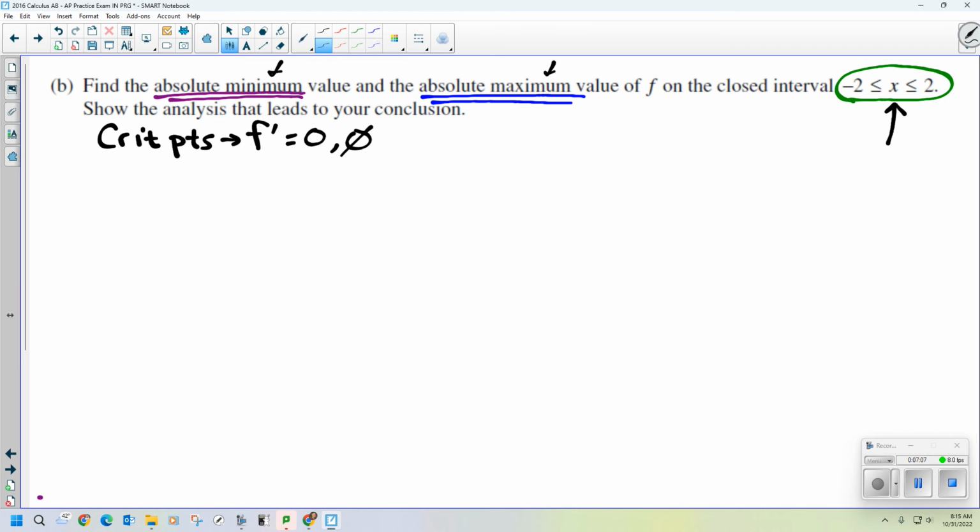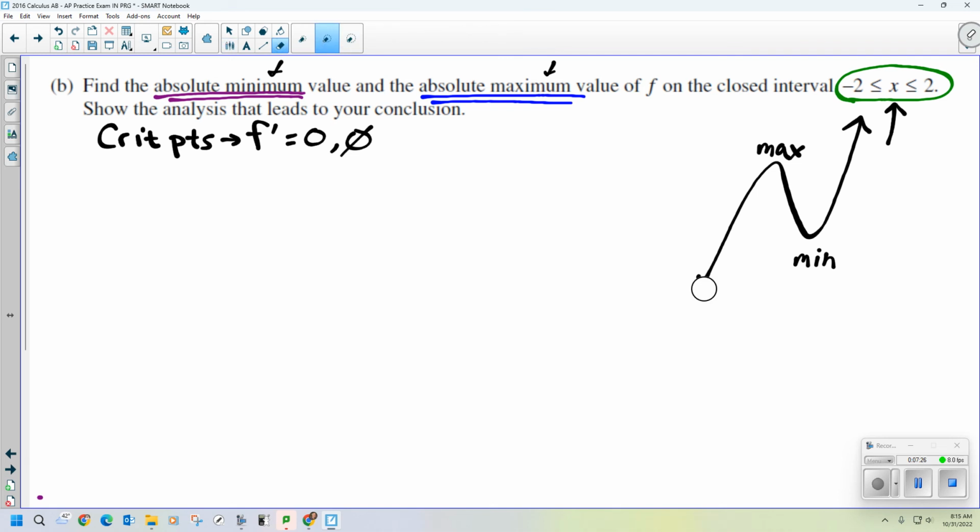If I have a graph that goes down, comes up, and goes like this. Let's say this is a graph. This is not the graph of our piecewise function. I'm just giving you an example. This is a max. This is a min. It's obvious. But what happens if there are endpoints here? I'm going to lower this one right here. What happens if we have endpoints here and here?